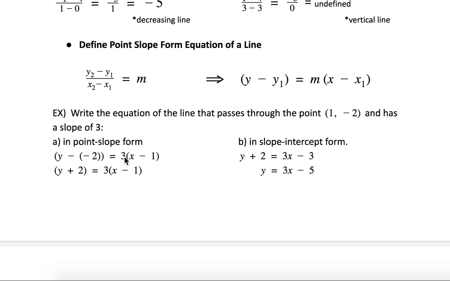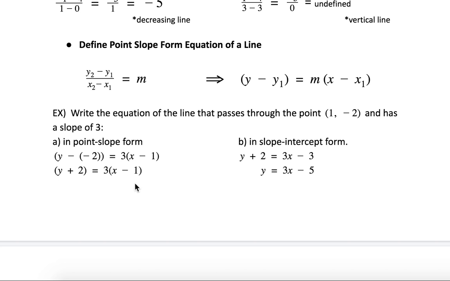Equals, we're going to plug in our slope, so 3. And then we got x minus our x coordinate. So our x coordinate being 1, we're going to have x minus 1. Now, sometimes we do have these double negatives, and in that case, you want to simplify that. Leaving it unsimplified is not entirely correct, so let's go ahead and simplify those double negatives. So our final point slope form is y plus 2 equals 3 times the quantity of x minus 1.